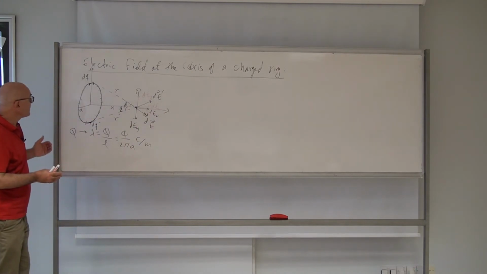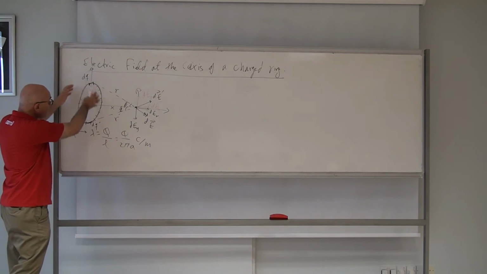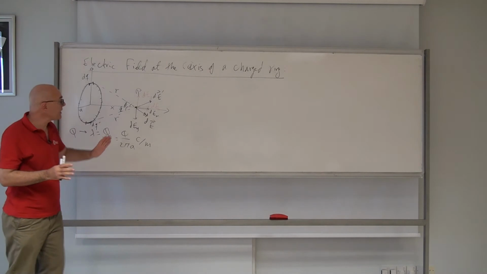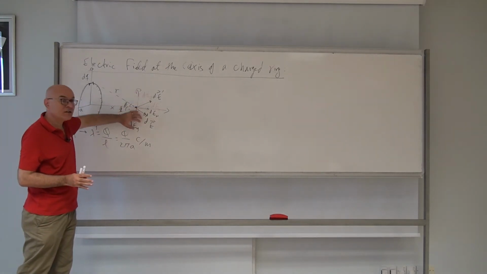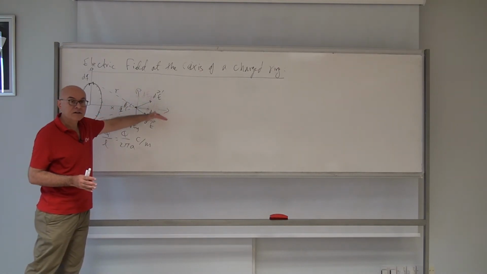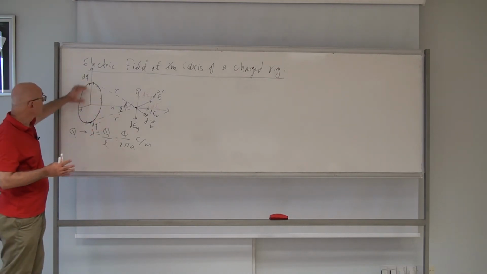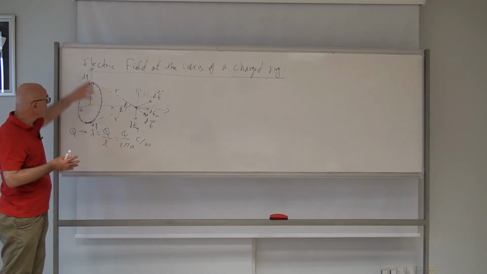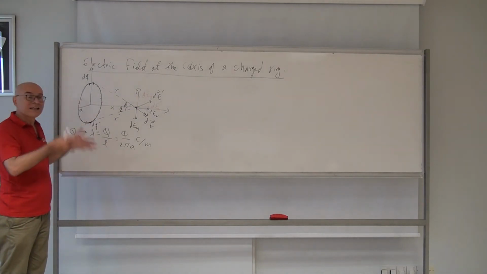Okay? And in this case, therefore, when I add up the contribution of all the dq's here, I will end up with a complete cancellation of the component of the electric field along the y direction, and the only component that will survive is the one along the x direction. Therefore, I need to worry only about dEx, the x component of each dq, and then sum over all the dq's to find the total Ex.